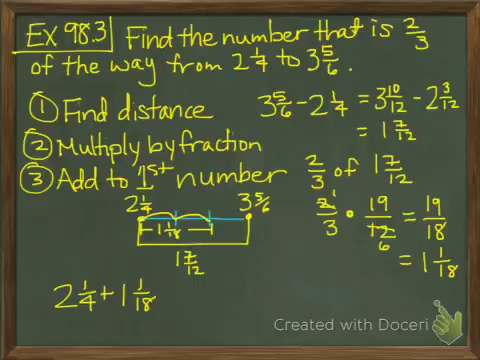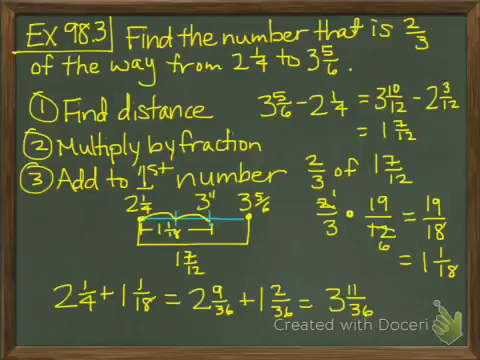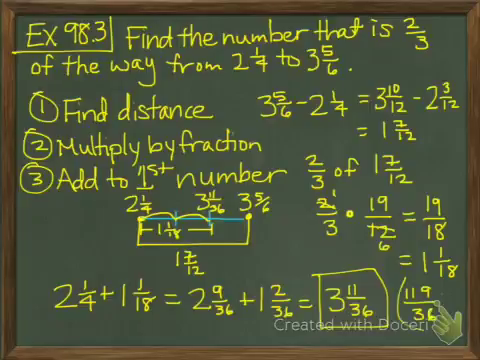So 2 1/4 plus 1 1/18, that's the same as 2 9/36 plus 1 2/36. So we get 3 11/36. If you did it using improper fractions, you would get 119 over 36.